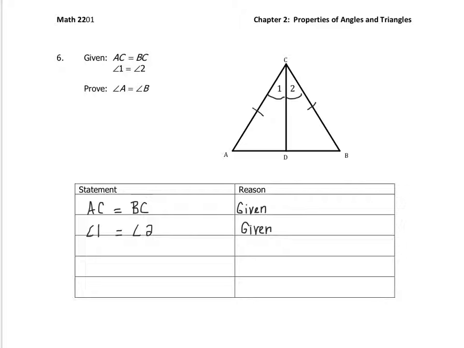So now, in order to prove that angle A equals angle B, they're parts of a triangle. So we'd like to prove the triangles are congruent first, and then those angles A and B should be corresponding parts of congruent triangles. So if you look at the diagram, you've got a side and an angle in both triangles, and they both share this common side CD. So that would be our next statement, CD equals CD, common side.